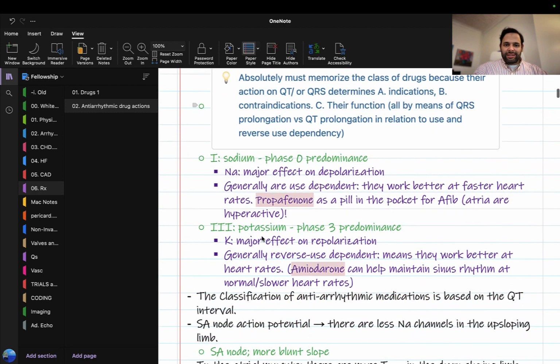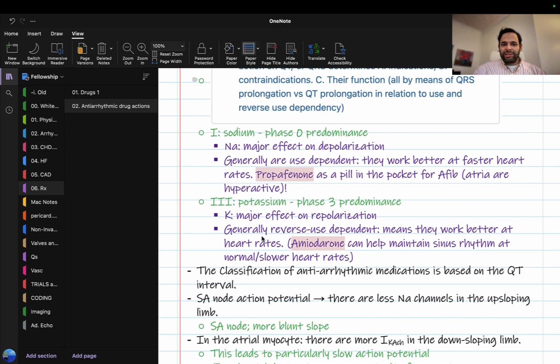So classes, let's talk about class 1. Class 1 automatically means sodium. Class 3 automatically means potassium. Sodium channels, potassium channels, sodium currents, potassium currents. The sodium currents act in phase 0. It's phase 0 predominance. It is the depolarization front. So the major effect is on depolarization. They generally are use dependent. They work better at faster heart rates.